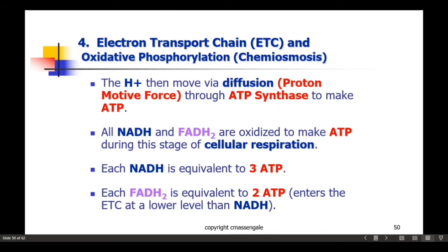This type of phosphorylation is called oxidative phosphorylation because it involves the oxidation of the molecules, which are the FADH2 and NADH, to make ATP molecules. And in the process, each NADH is equivalent to 3 ATP molecules, while each FADH2 is equivalent to 2 ATP molecules, for the reason that NADH is moving a greater number of protons than FADH2.